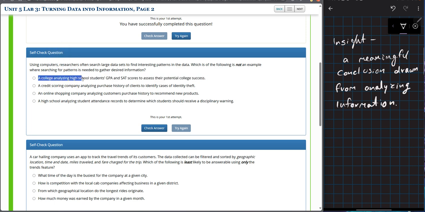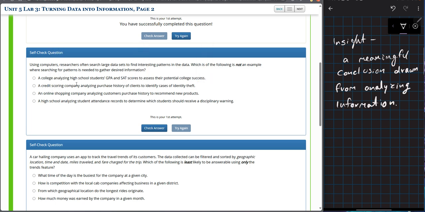A college analyzing high school students' GPA and SAT scores to assess their potential college success. So the pattern, if they get high GPA and high SAT scores, they will probably do well in college, right? That's common sense. So this one is probably an example of patterns for college success, right? Good GPA, good scores, college success. That's a pattern.